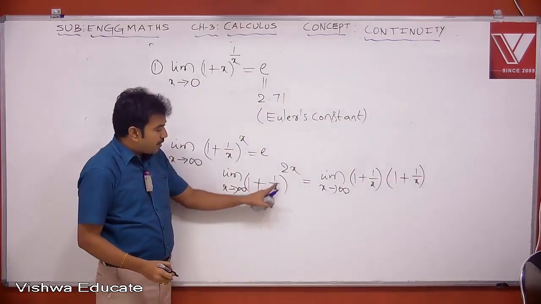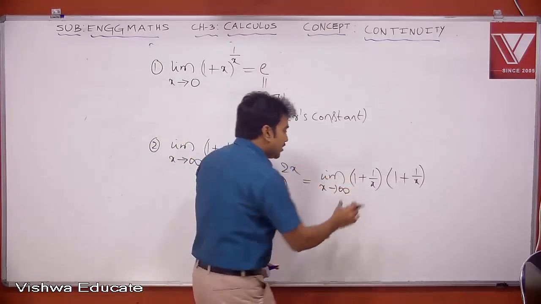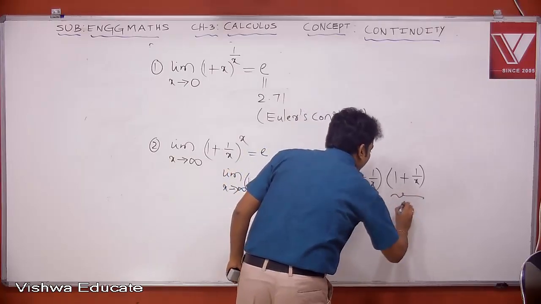Because this is (a plus b) whole square, so it is (a plus b) into (a plus b). Now this is f of x, for example, I call it as f of x. And this is g of x.